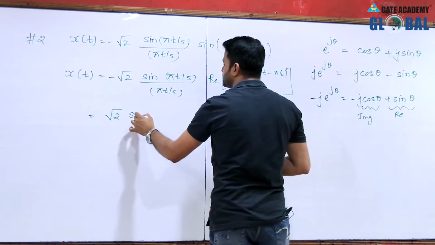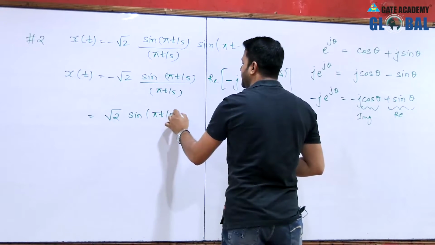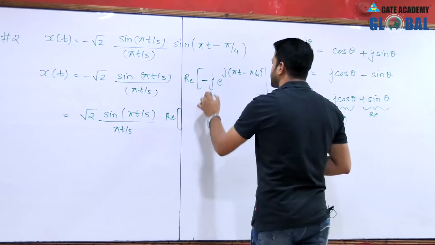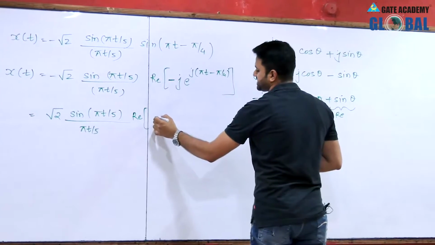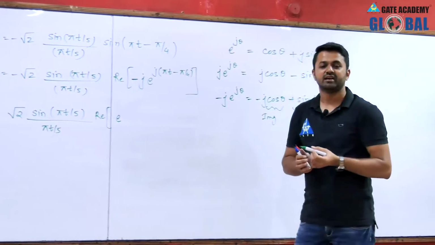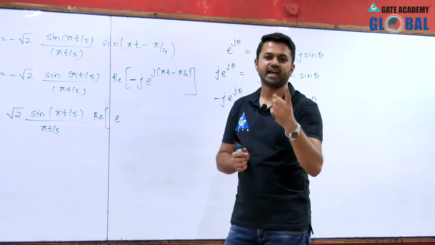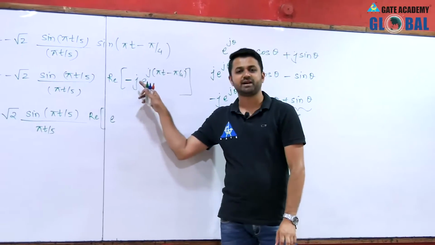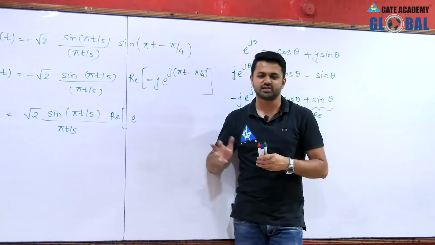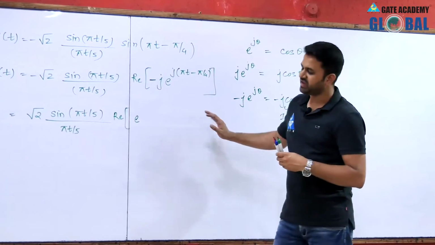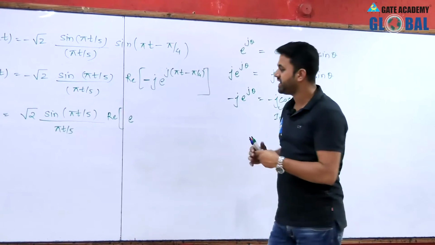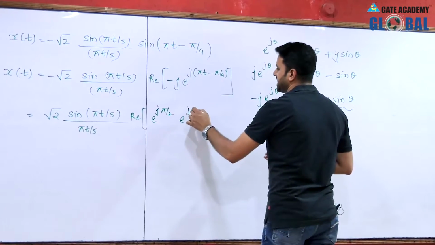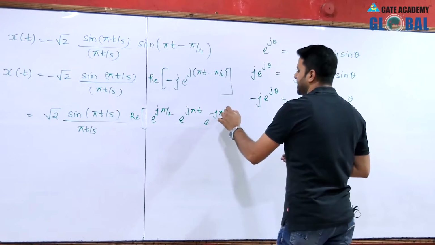This is root 2 sin pi t by 5 divided by pi t by 5, and the real part of, we can write this as j. j is nothing but having magnitude 1 and angle pi by 2, because it is imaginary part divided by real part and there is no real part here for this j. So the real part is 0, that means the angle is infinity and the value is infinity and the angle will be pi by 2. So this is e to the power j pi by 2, and we can write e to the power j pi t and e to the power minus j pi by 4.